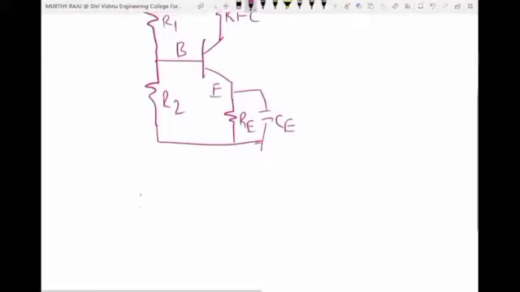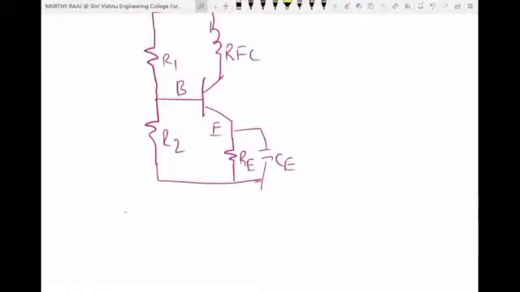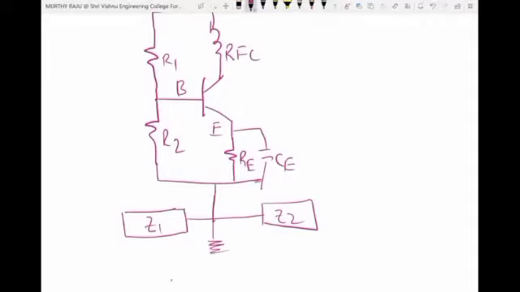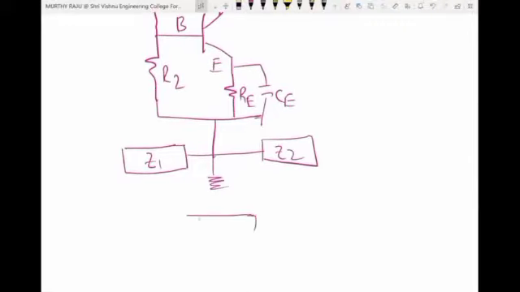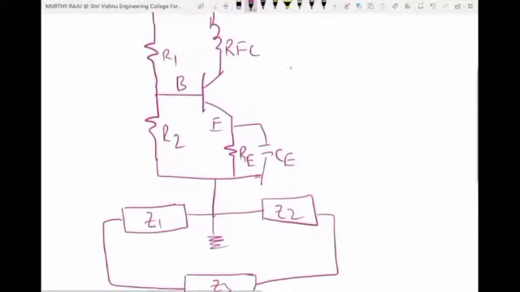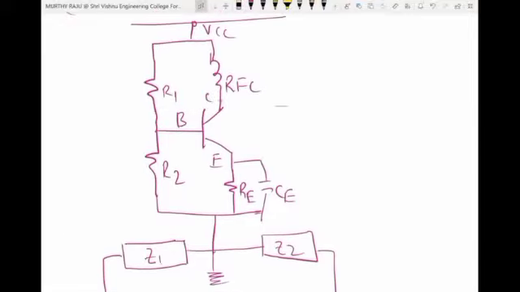And one tank circuit consists of 3 reactive elements: Z1, Z2. These two are connected here, and this one is connected to here. And the Z3 is connected in shunt with Z1 and Z2, like that. This is the collector terminal. Coupling capacitor used here, CC, collector coupling capacitor.